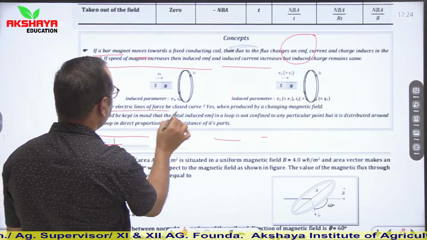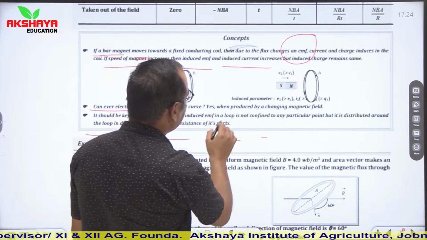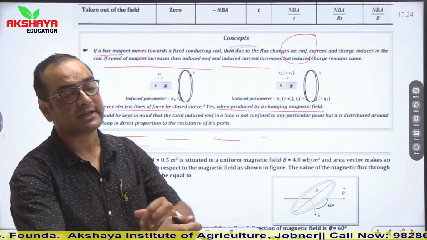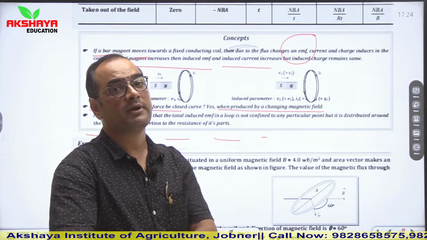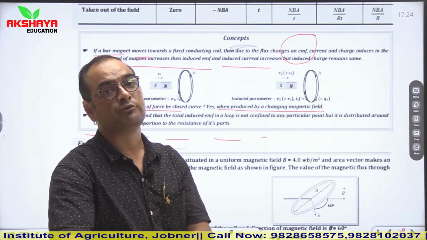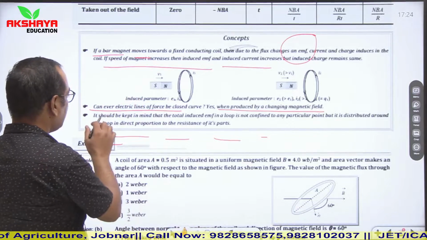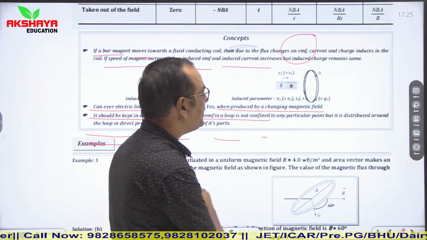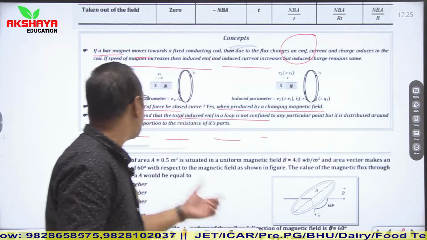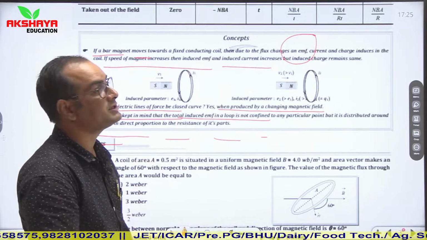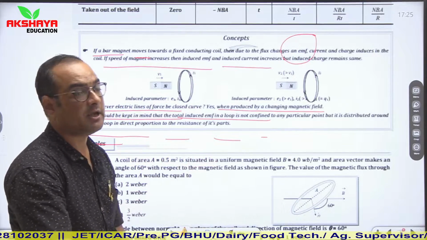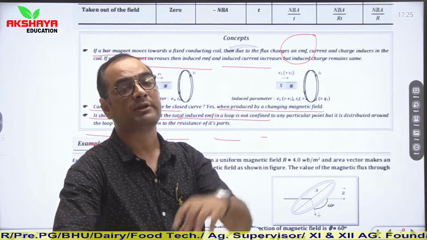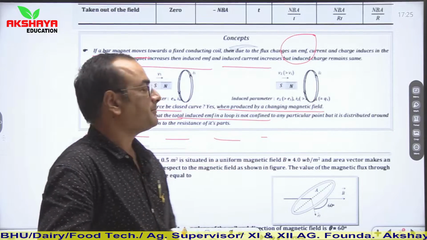Here, can electric field lines of force ever be closed curves? Yes, when produced by a changing magnetic field. So keep in mind that electric field lines can also form closed curves, but only when they are produced due to a variable magnetic field. It should also be kept in mind that total induced EMF in a loop is not confined to any particular point, but is distributed around the loop in direct proportion to the resistance of its parts. It means induced EMF in a loop is not confined at a given point; it is uniformly distributed.